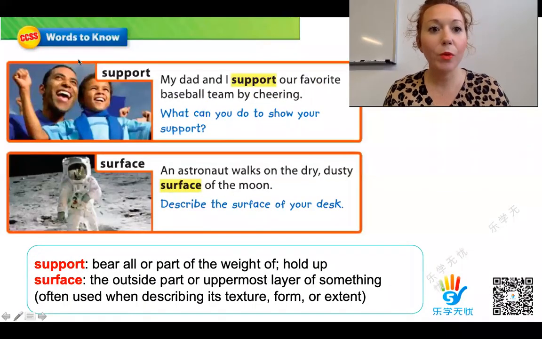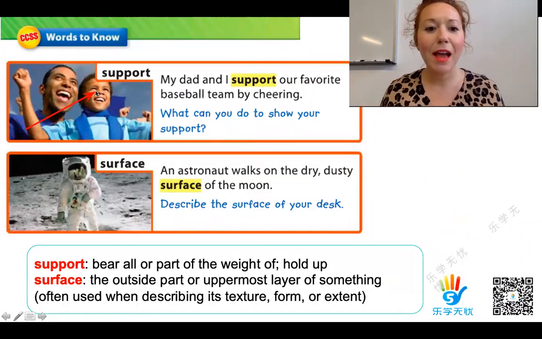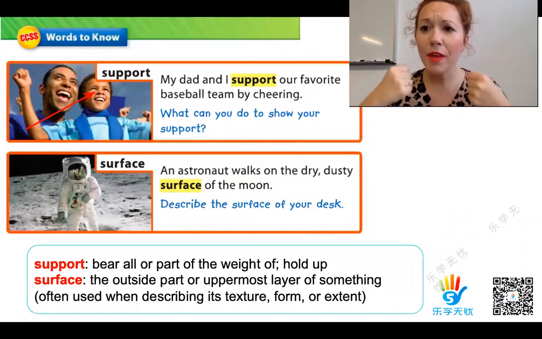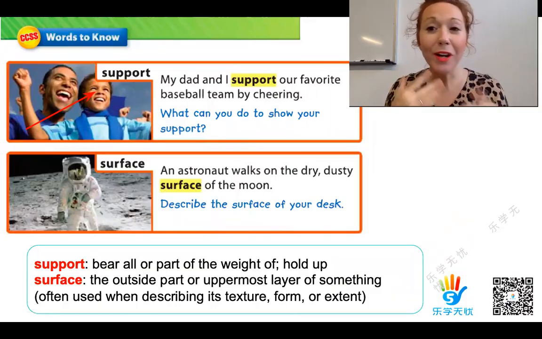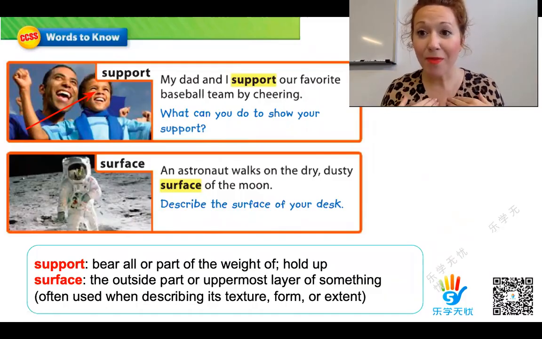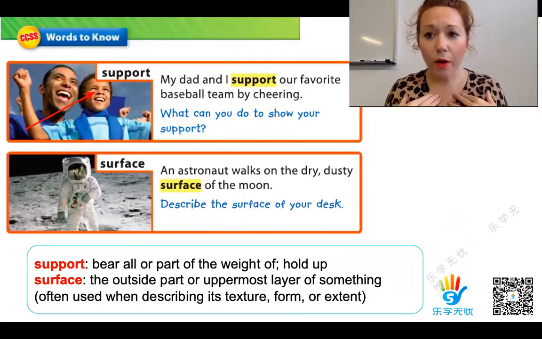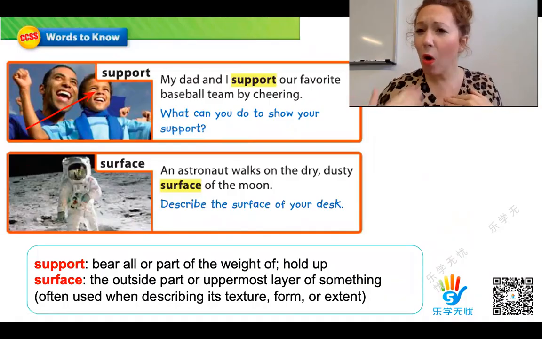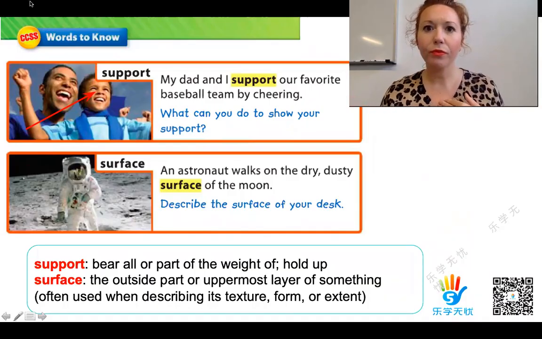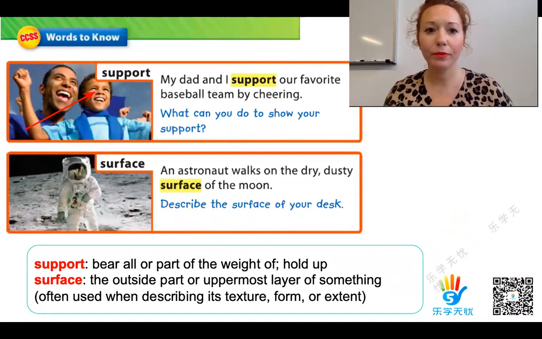Next up, we have the word support. Now, if you support something, it means that you are holding something up, or you are bearing all of the weight of something. Now, I can support something physically. Oh, I am holding something up. Or support could be not literal. I support you. I hold you up. My dad and I support our favorite baseball team by cheering.